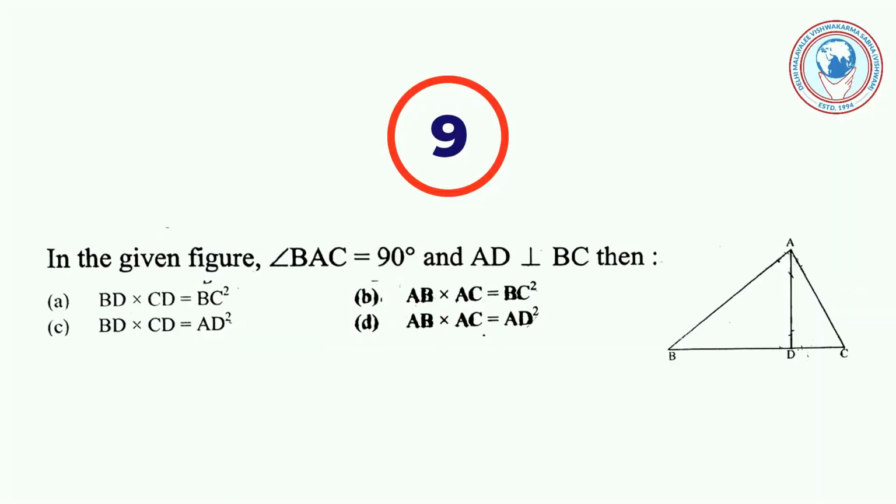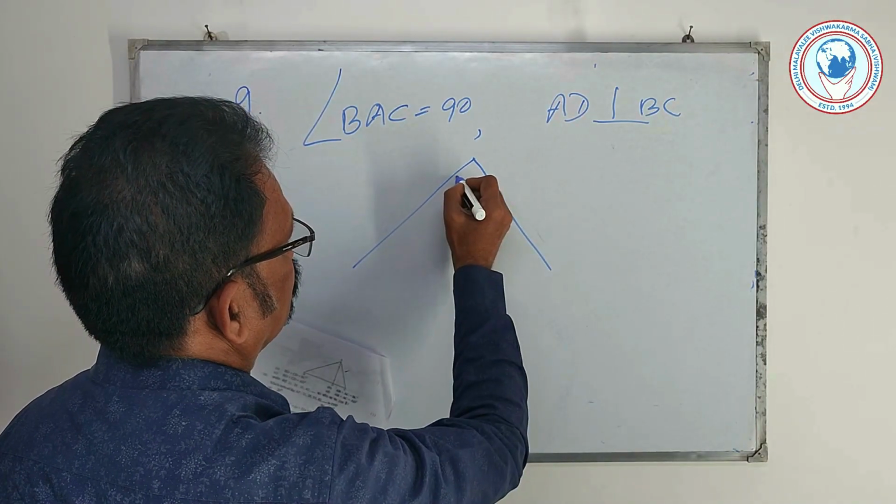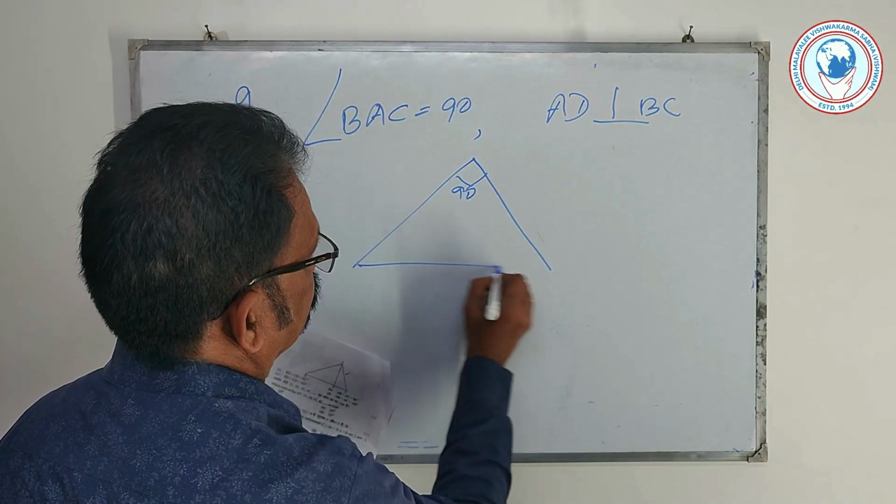Now go to question number 9. In the figure, angle BAC is equal to 90 and AD perpendicular to BC. This angle is 90.